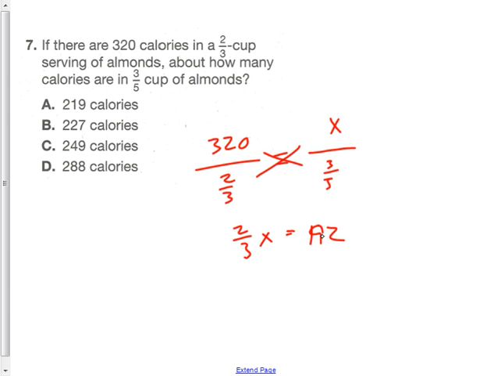Okay? Now, keep in mind, normally we divide by the coefficient, but this is a fraction. We don't ever divide by fractions. So let's multiply by the reciprocal, 3 over 2. And so then our 2's cancel and our 3's cancel, and we're left with X. Now again, the same thing. We're going to take 192 times 3 and then divide it by 2. So 192 times 3, divide that by 2, and we get 288 calories for 3/5 a cup of almonds.